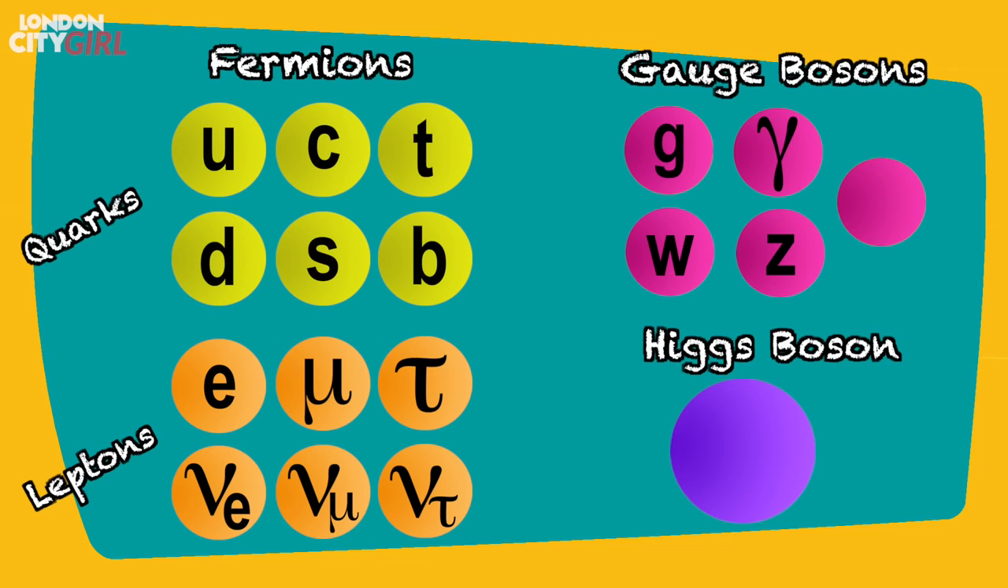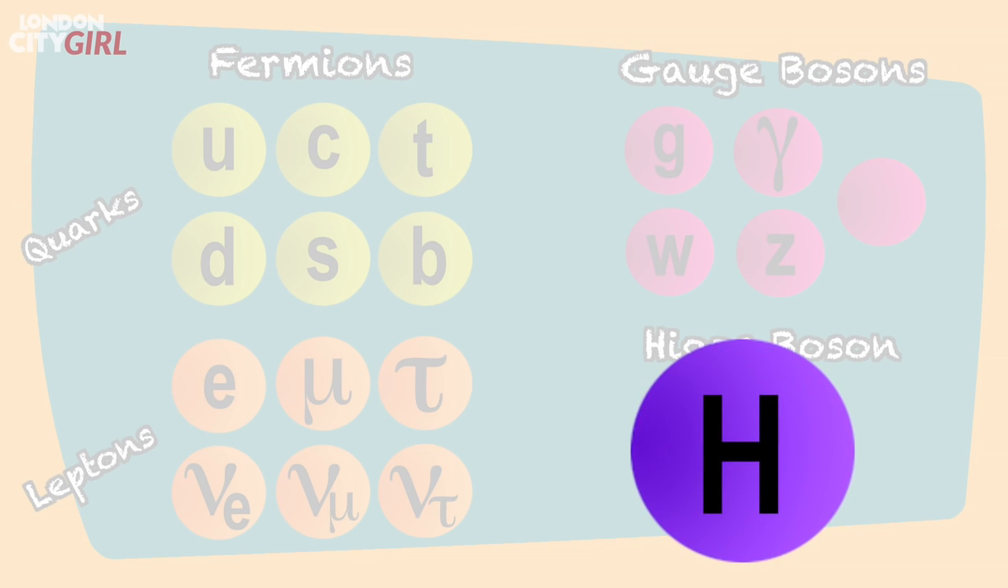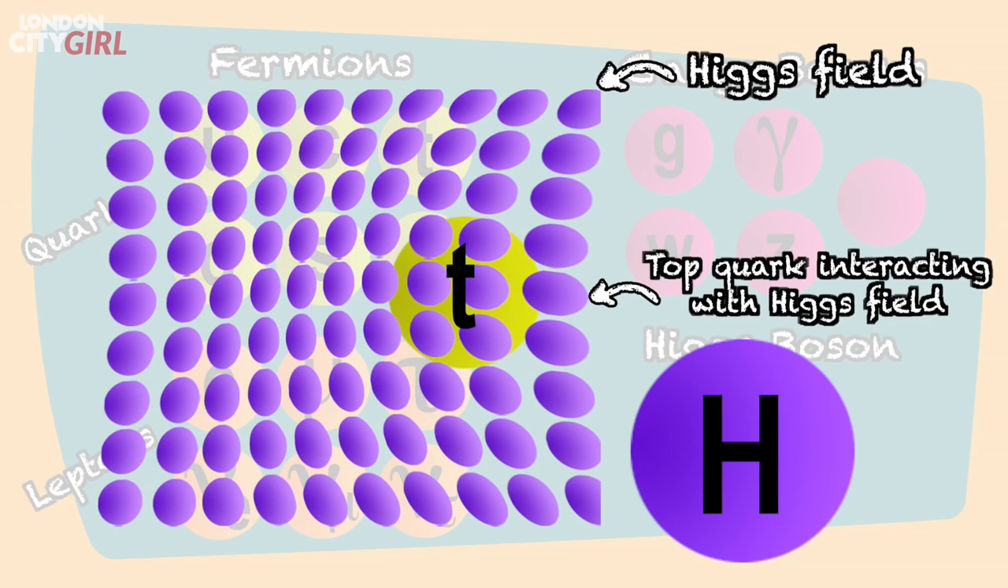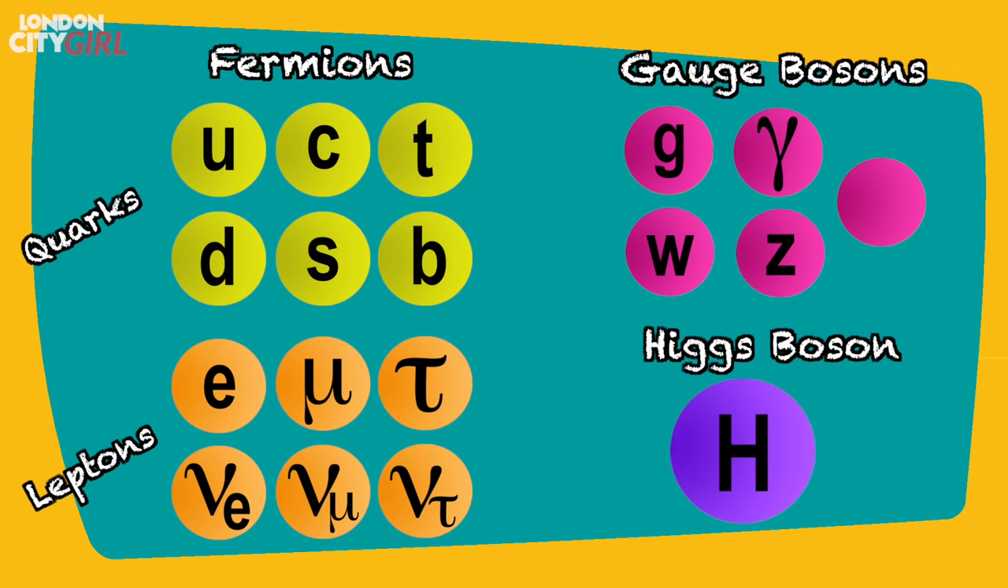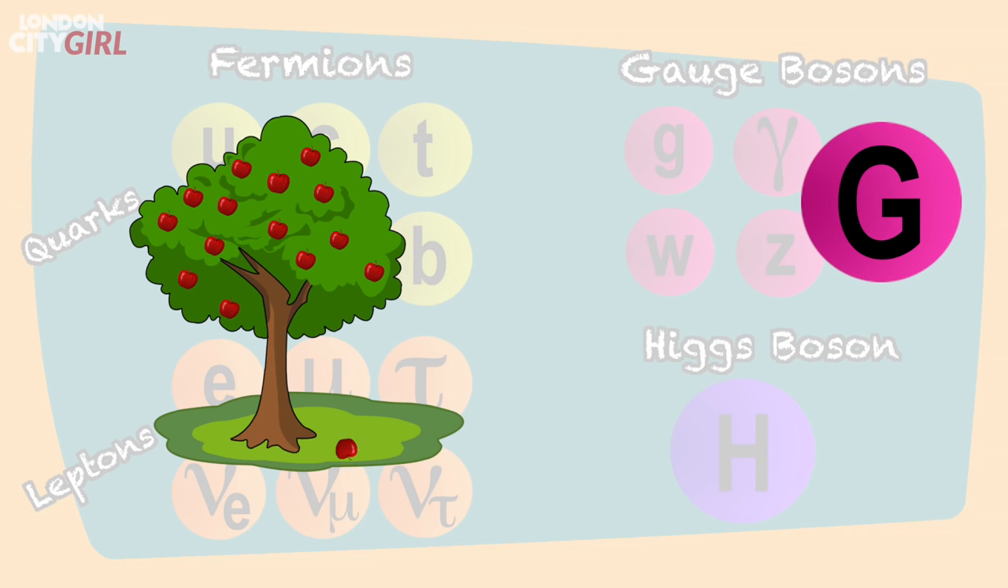Owing to the discovery of the Higgs boson in 2012, that particular particle has achieved something of a celebrity status. Countless Higgs bosons make up the Higgs field, and it is the interaction with this field that gives other particles their mass. For example, the top quark is interacting with the Higgs field, and this is what is giving the top quark its mass. And the final boson we turn our attention to is the graviton, which is a hypothetical particle that mediates the gravitational force.